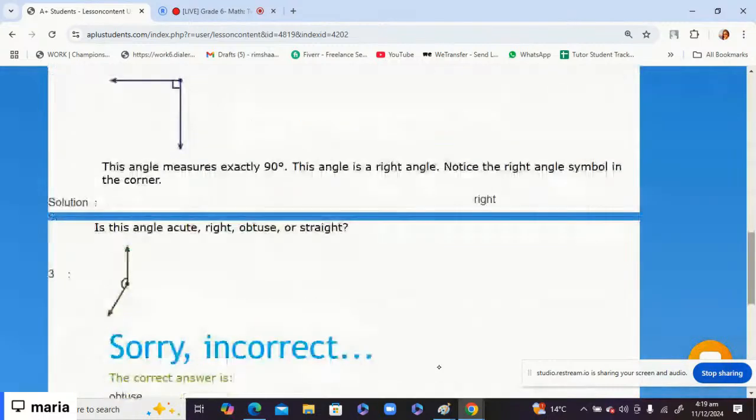Okay, so now look here. This angle next. Is this acute, obtuse, or straight? It's not a straight. It's not a right. It may be acute or obtuse. If it's less than 90, it's acute. If it's greater than 90, it's obtuse. So you guys check it out. Is it less than 90 or greater than 90? It's greater than 90. So what is it, obtuse or acute? Acute is less than 90, so it's an obtuse angle.